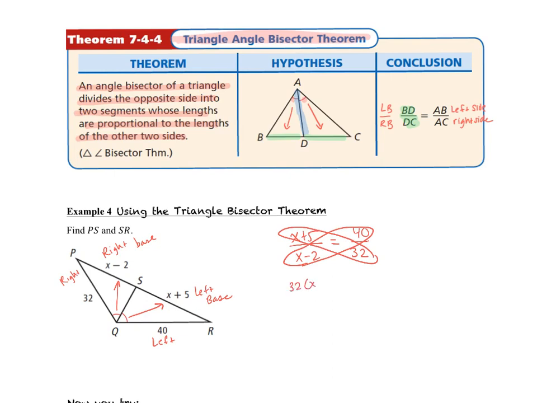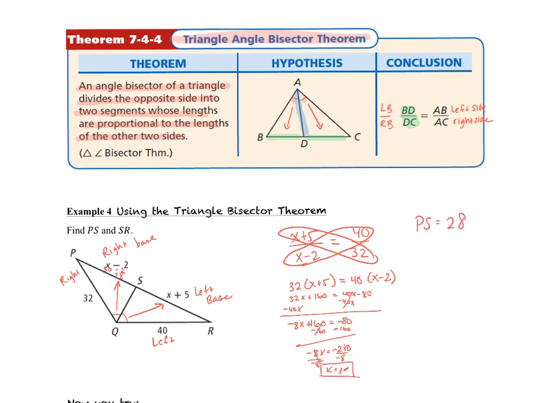So I'd have 32 times x plus 5, because we're going to need to distribute, since it's a binomial, equals 40 times x minus 2, and distribute and solve. Once I distribute it and solve, I end up with x equals 30. Now they want us to find PS and SR. So I have to plug that 30 in. So 30 minus 2, which is 28. So PS equals 28. And now let's plug into SR. That would be 30 plus 5. So SR equals 35.